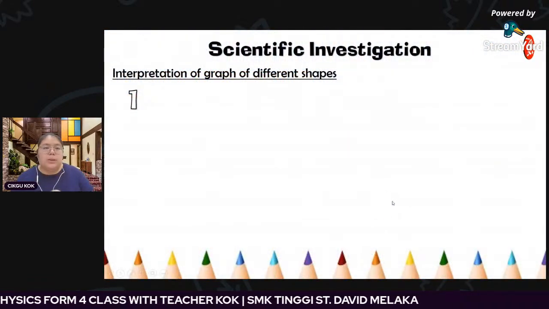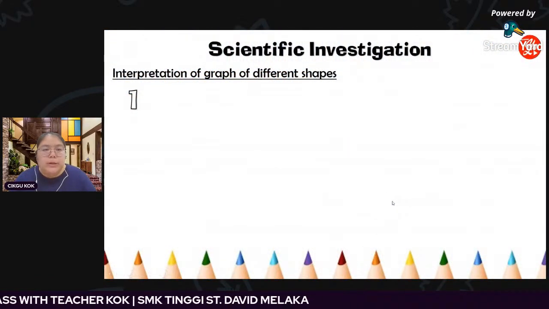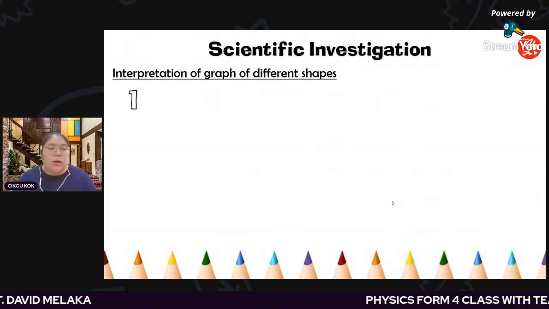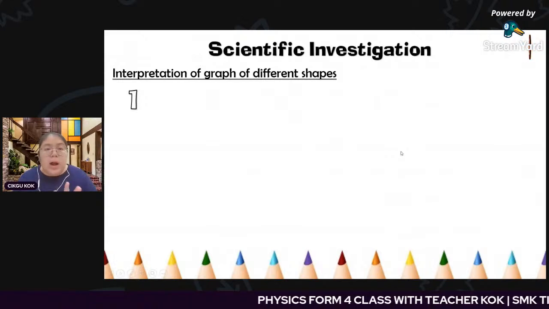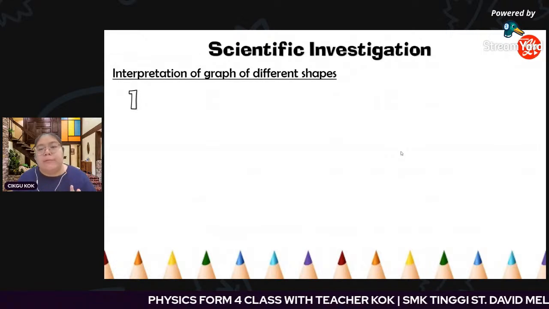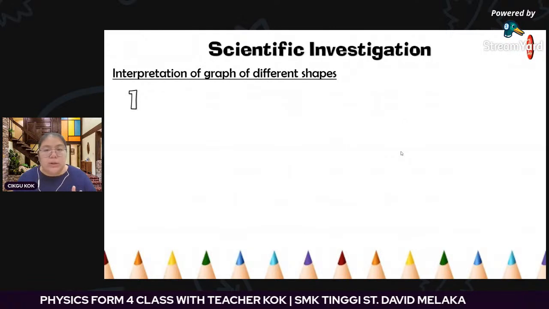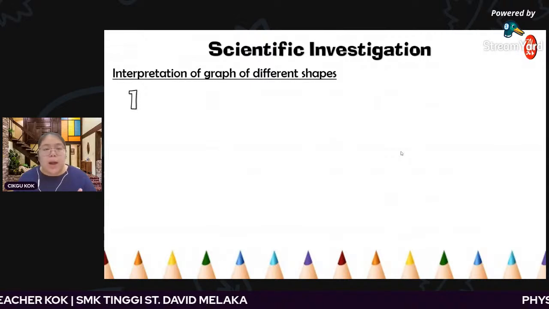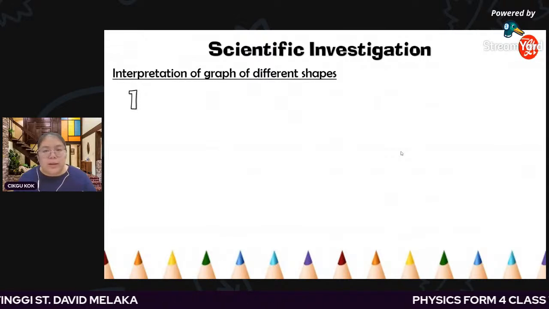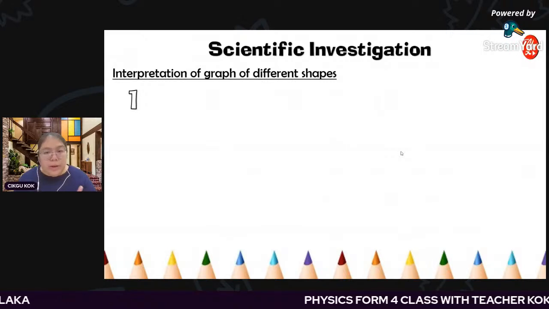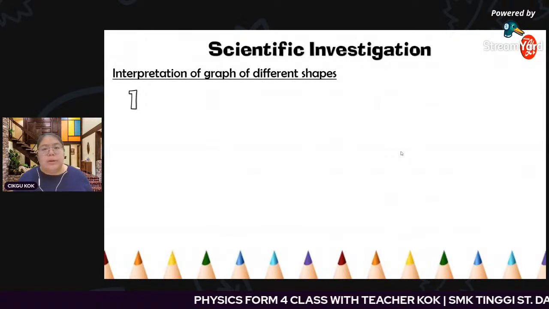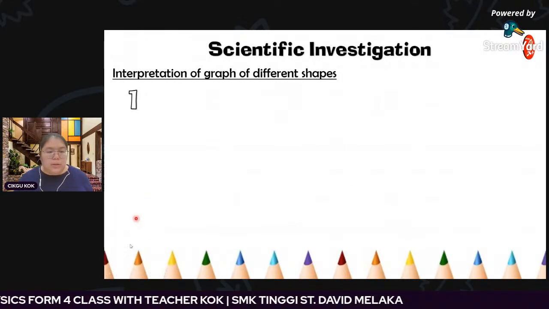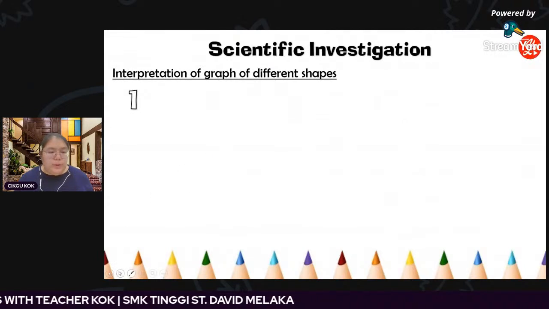The first one, we need to interpret graphs of different shapes. Let's see here. We go and interpret how many types of graph we have. From the graph, we need to analyze it. This is one of the questions from SPM. They will ask you about the graph: how you find it, what the relationship is, what the gradient is. So you need to find it out from the graph. Let's see the first one.